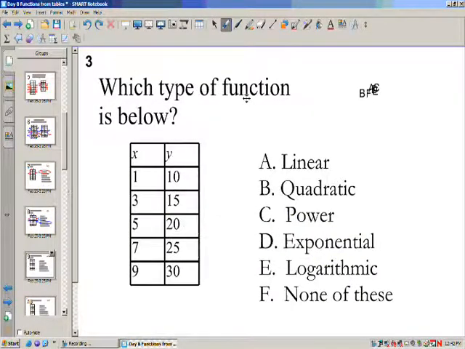Which function is below here? This is going up by 2, up by 5, up by another 2, up by another 5. Easy peasy. That's linear.